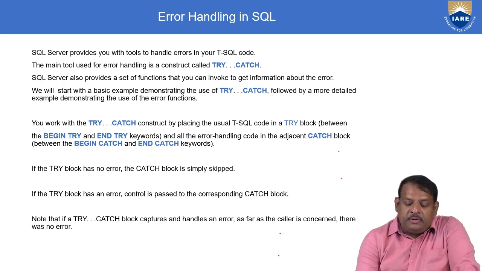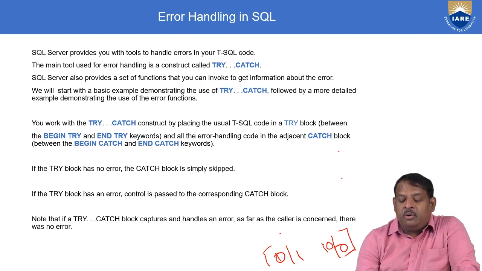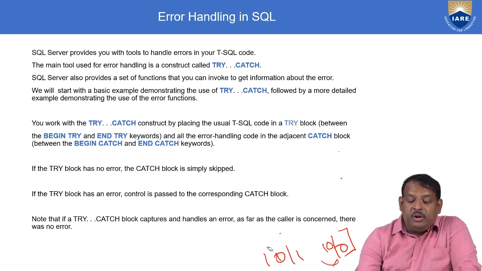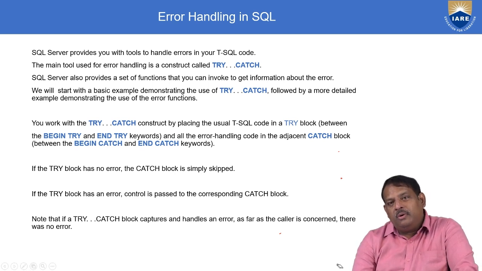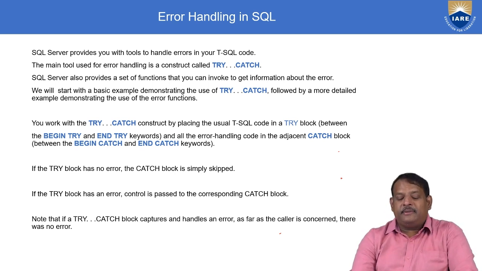So, when you try to divide 10 by 0, you're going to get an error. This you write in the try section. When you get an error, it goes to the catch block. Only when there is an error will the control move to the catch block. If there is no error, it will not go to the catch block.